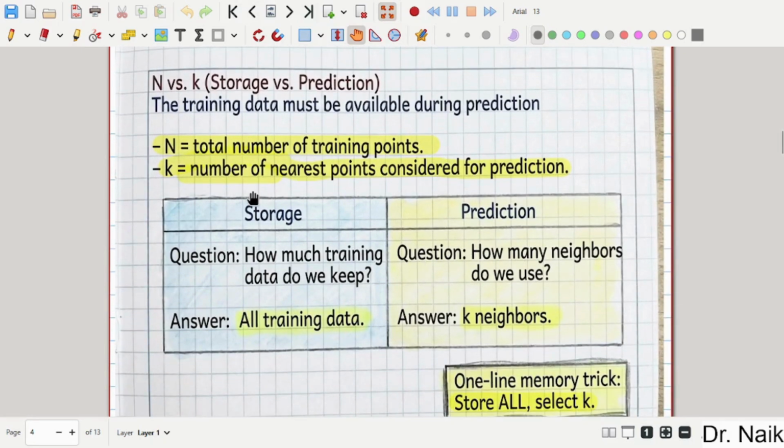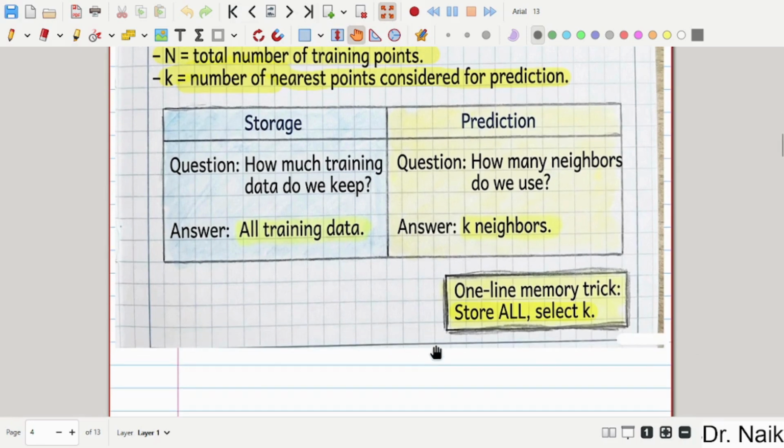So now remember that n means the total number of training points and k means the number of nearest points considered for the predictions. So we are storing all the training data in KNN, and for predictions we are only using the k neighbors. So remember it like this: store all and select k.